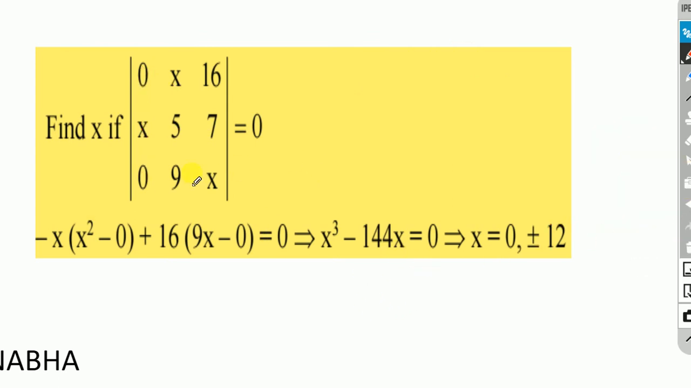So you can expand along row 1 or column 1. Column 1 will be easy because I have 2 zeros in column 1.